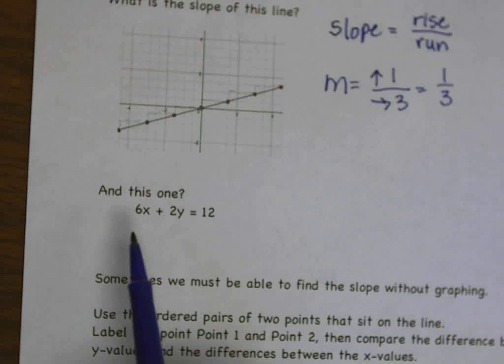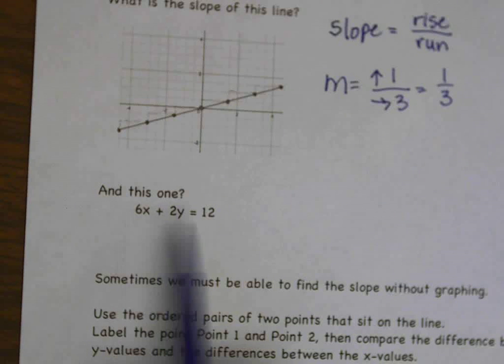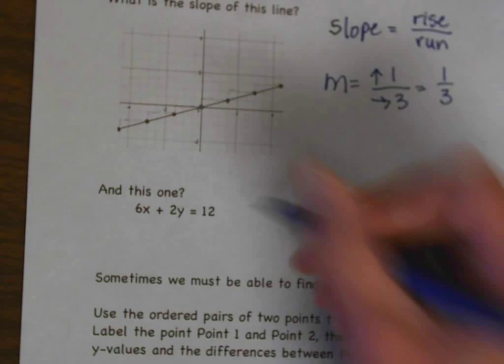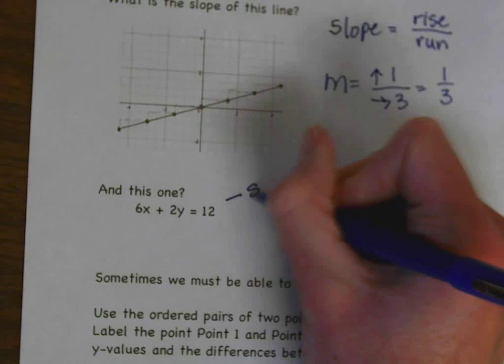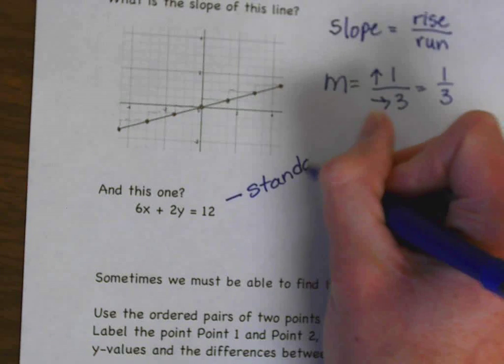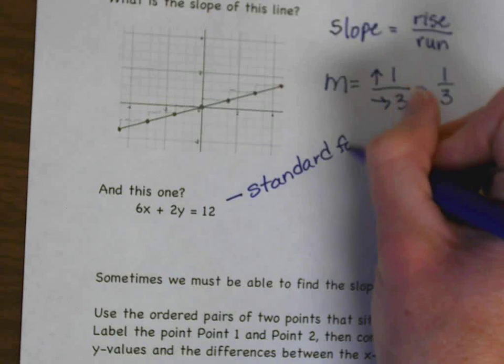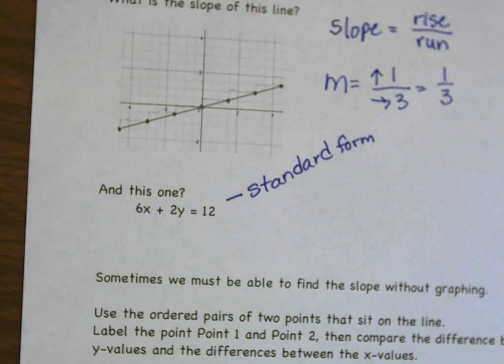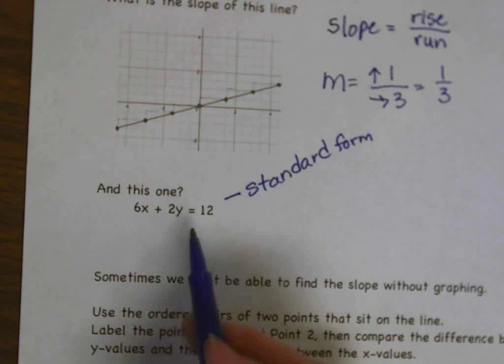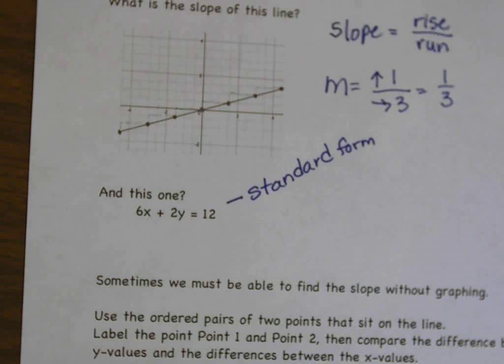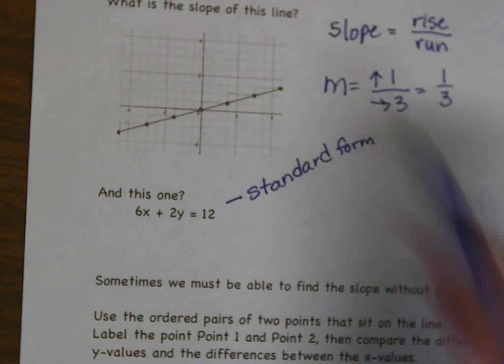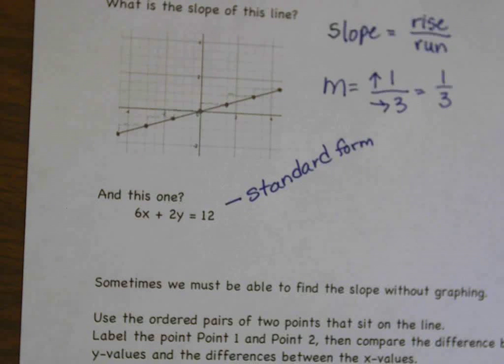Before we do that, however, our goal said that we were going to find the slope of a line without the graph. What form is this, for those of you who remember? If you said standard form, you're right. So right now, this equation is written in standard form. Is there a way that we could transform this equation into another equation that tells us automatically what the slope is?